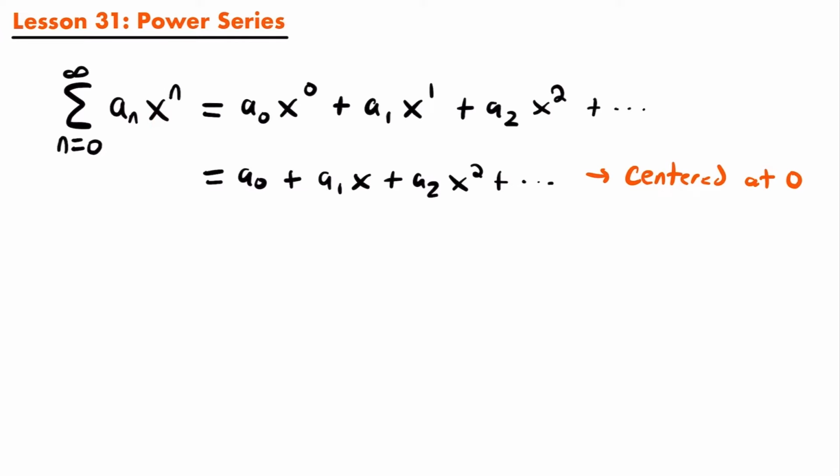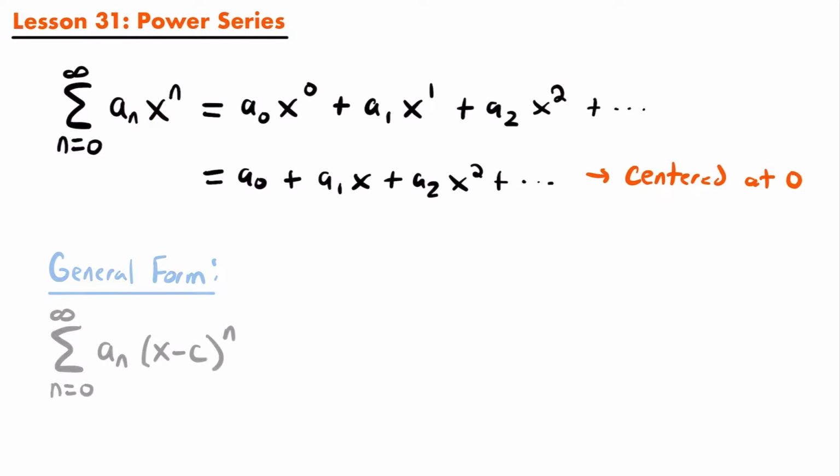But the general form of a power series will look like this. Instead of having just x to the power of n, we will instead have x minus some constant c, and that whole quantity will be raised to the power of n. Everything else in the power series remains the same. While the basic form up here is said to be centered at 0, this form is said to be centered at c, and c once again is a constant. If c was equal to 0, you would have x minus 0, and so that would just be x to the power of n, which is what we have up here.